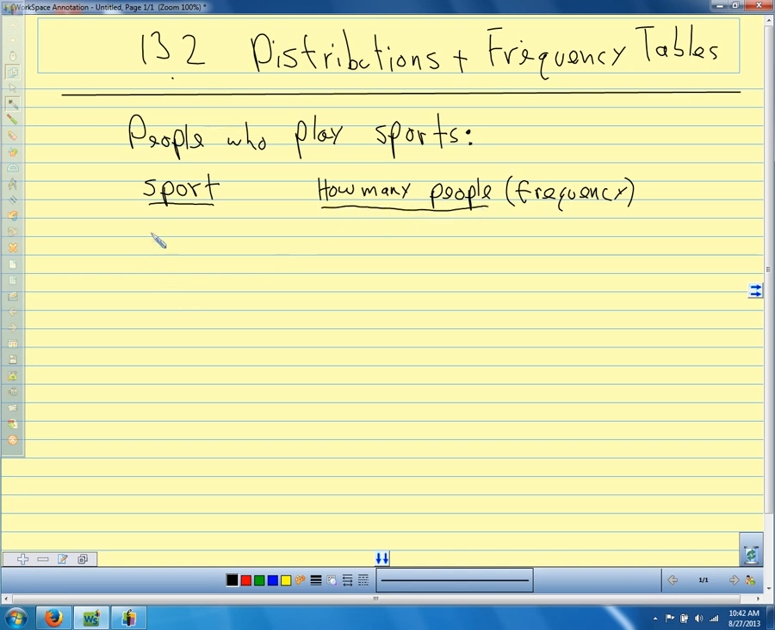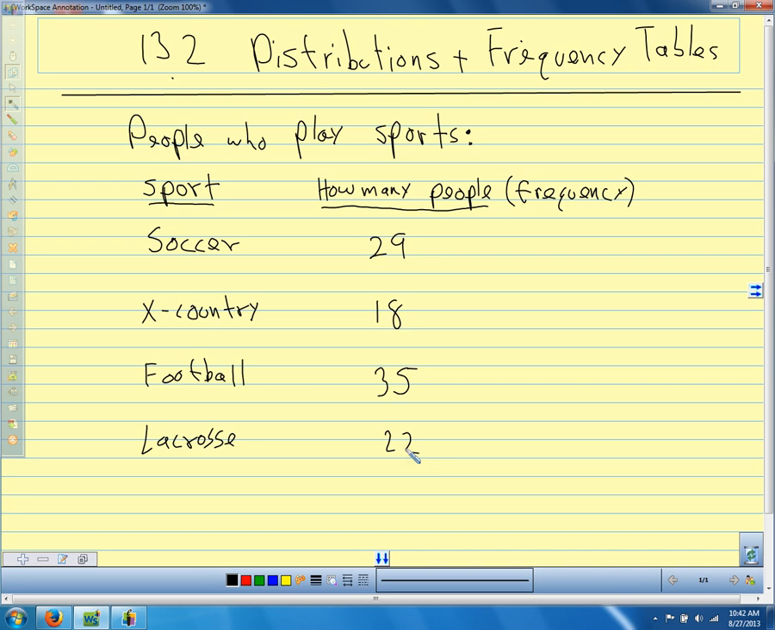So we'll talk about 4 different sports. Soccer, and we say in this particular group of people that play sports, 29 people play soccer. And cross country, we have 18 people who participate in cross country. Football, we have 35. And finally, lacrosse, we have 22. I know there are other sports that people participate in, but for this example, this is all we're going to look at.